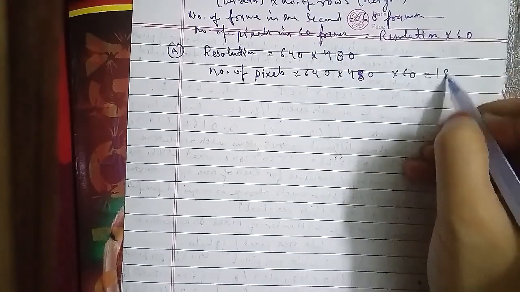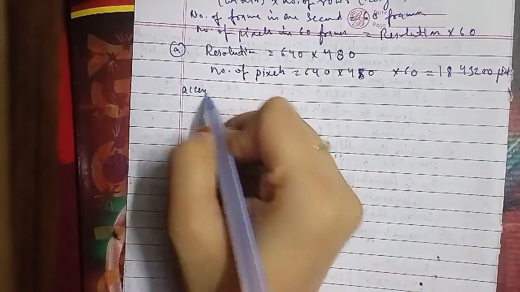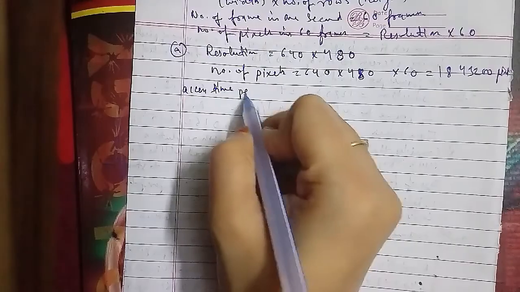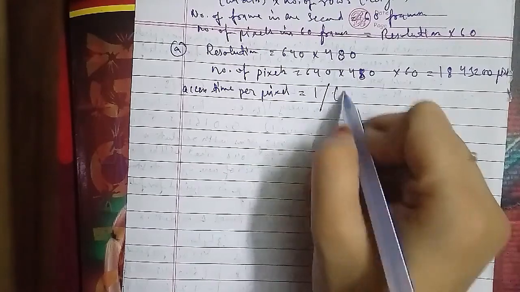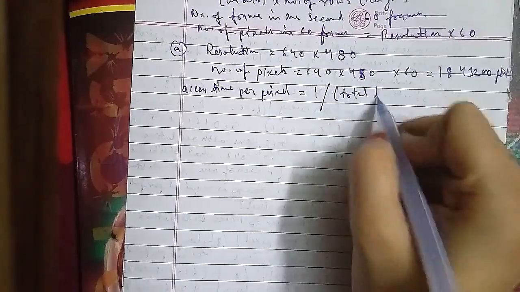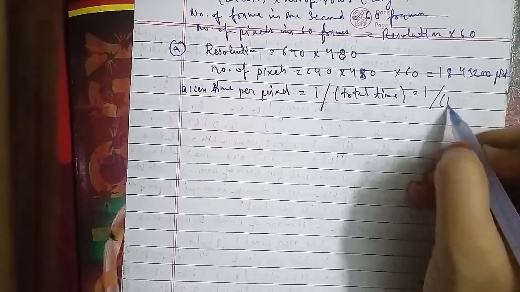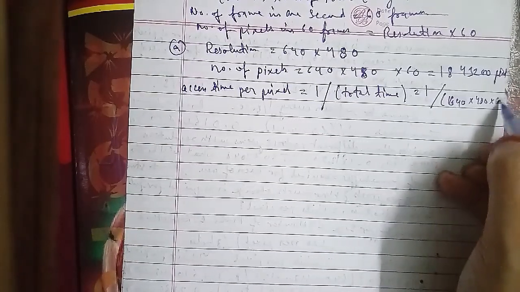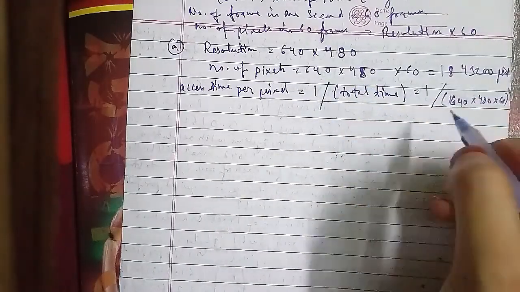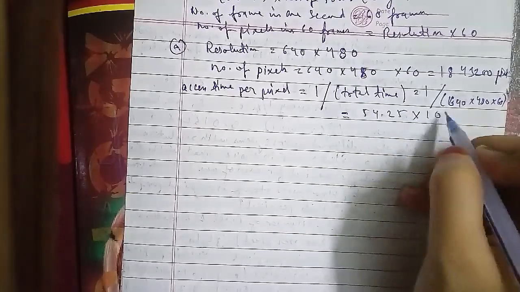Let's go ahead with the second one, that is, for the resolution we have here 1024 multiplied by 1280, and the number of pixels is equal to 1024 multiplied by 1280 multiplied by 60, so it will count as 7 crores 86 lakh and 43,200 pixels here. So 786,432,100 pixels.